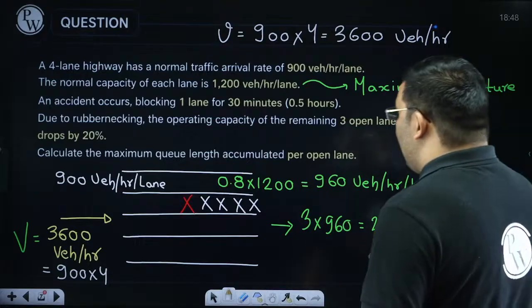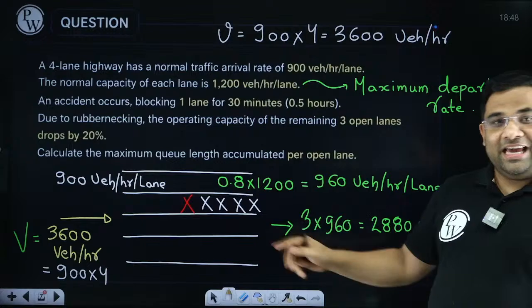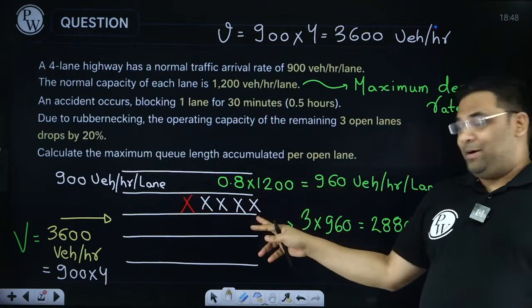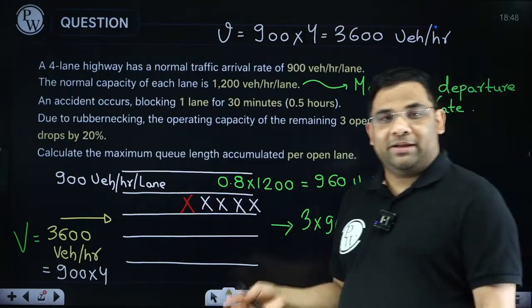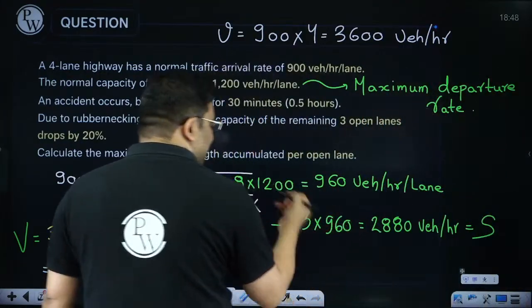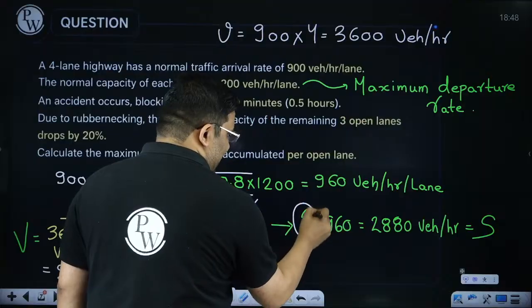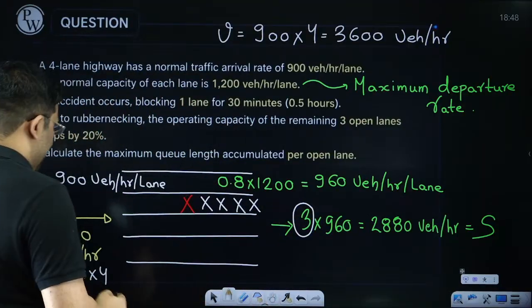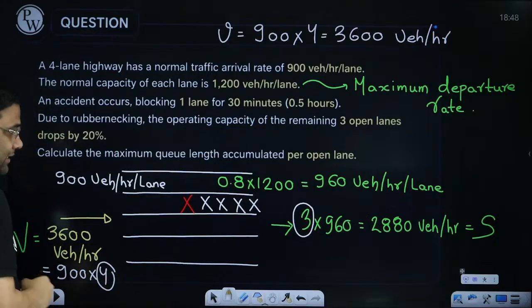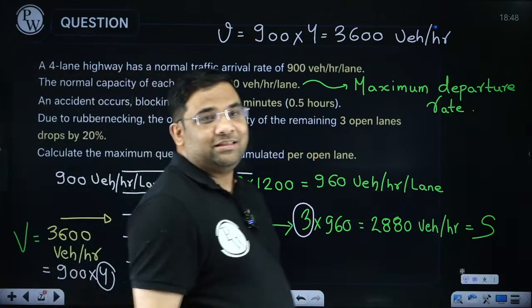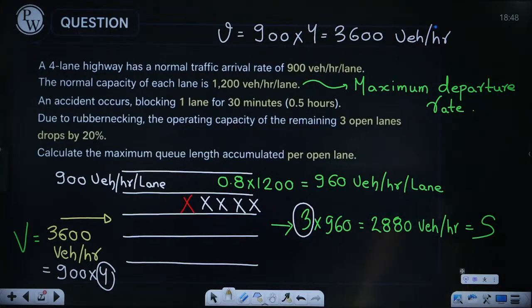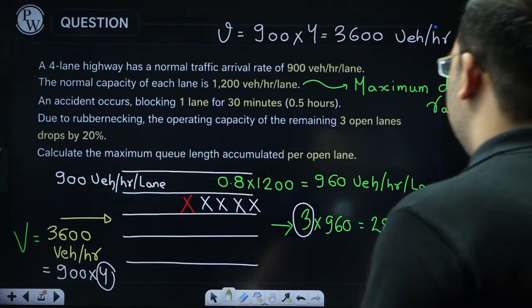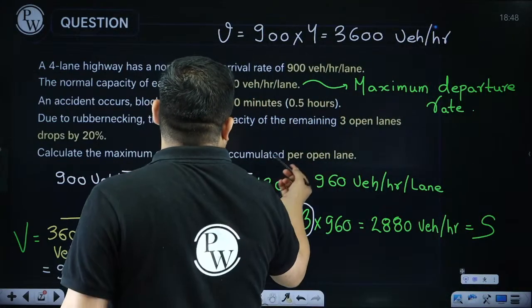And departure can now happen only in these 3 lanes. Arrival will occur in all the 4 lanes, but departure will occur in only 3 lanes because one lane is blocked. So the departure rate will be 960 into 3 lanes. Here it is very important, 3 lanes, because 3 lanes are operational. So the departure rate becomes 2880 vehicles per hour.